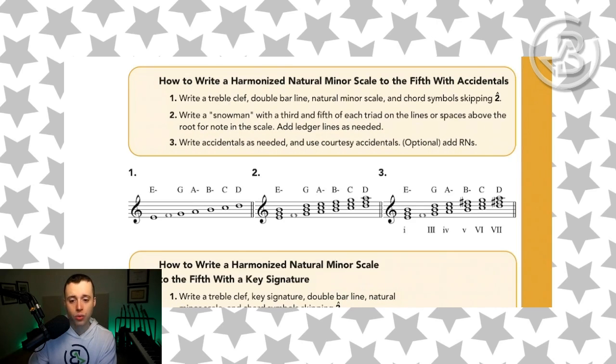So to actually write a harmonized natural minor scale to the fifth, you're going to write out the natural minor scale with a treble clef and a double bar line. You're going to add your chord symbols above the staff. Step number 2 is you build a snowman on every single scale degree except for scale degree 2. We're going to skip scale degree 2. And then you add in your accidentals.